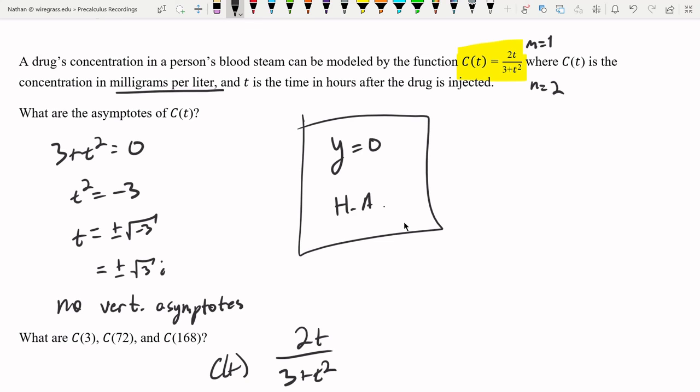I should also make a note, because this is a real scenario, that t less than 0 doesn't make sense. So there's really no reason to look on the left-hand side of the graph, because none of that really matters. That's backwards in time, and this is not really defined in that portion. So that's something to always keep in mind: how does the real world scenario affect the actual domain of the function.